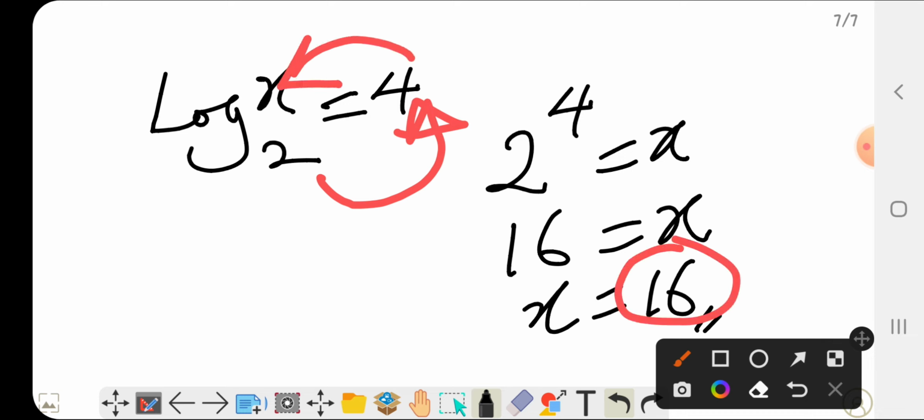So that's it. In the next example, we are going to look at the laws of logarithms, and we're going to solve more examples there. So that's it.